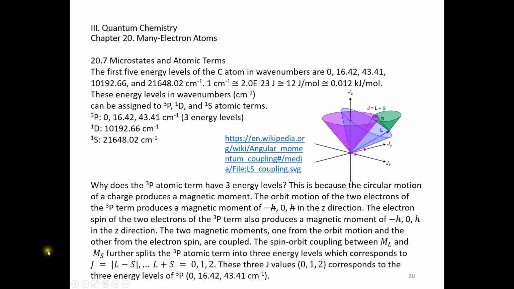They correspond to these three different energy levels. Over here, J is just 0. Over here, J is 1. Over here, J is 2.